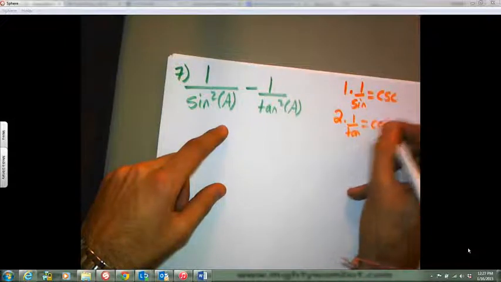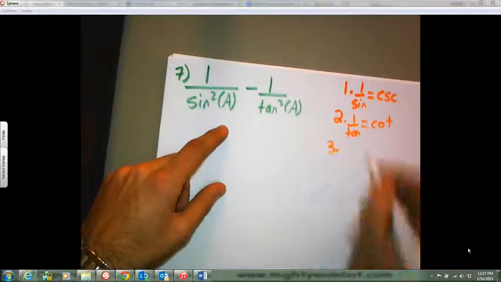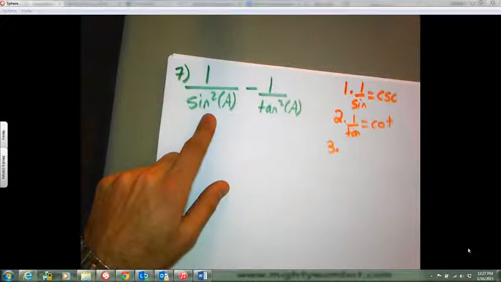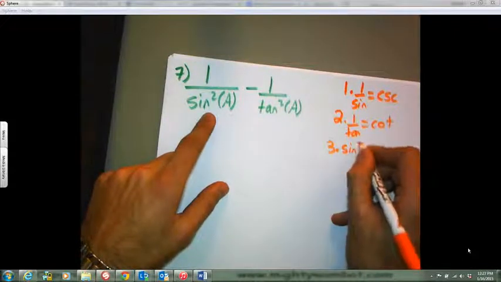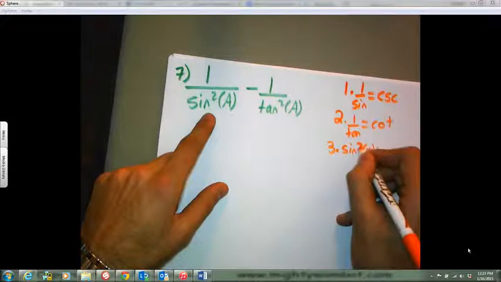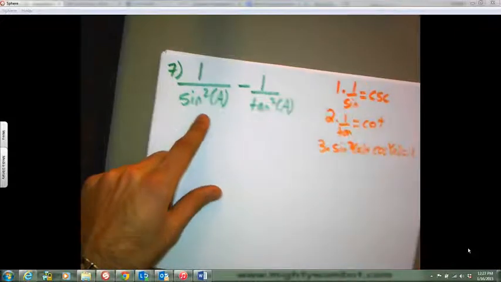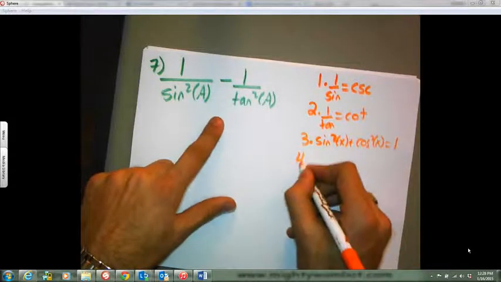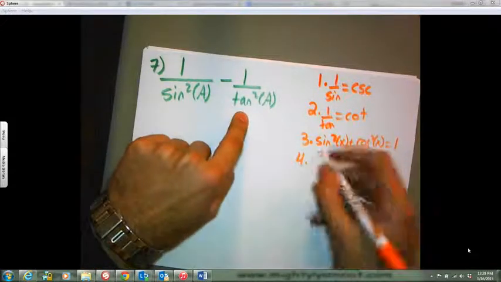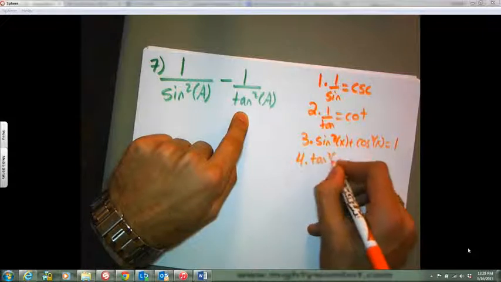When I see sine squared, I'm thinking maybe I need sine squared x plus cosine squared x equals 1. When I see tan squared, I'm thinking maybe I need tan squared x plus 1 equals secant squared of x.